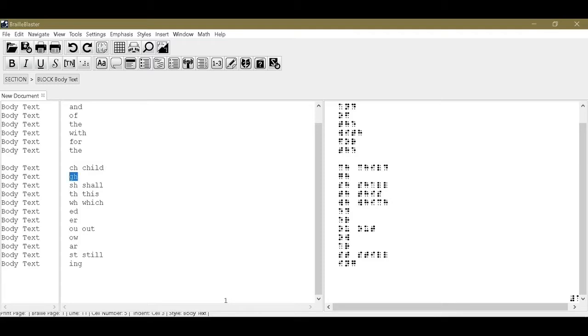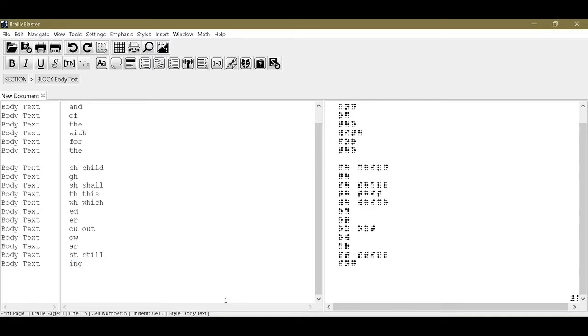So GH is by itself. That has a sign. SH sign, and the SH sign by itself is shall. And the TH sign by itself is this, so that it's quick for contractions. The WH sign by itself is which. ED, ER, OU by itself is out. OW, AR, ST by itself is still. And then the ING sign.